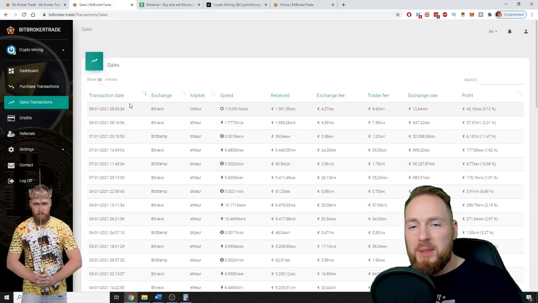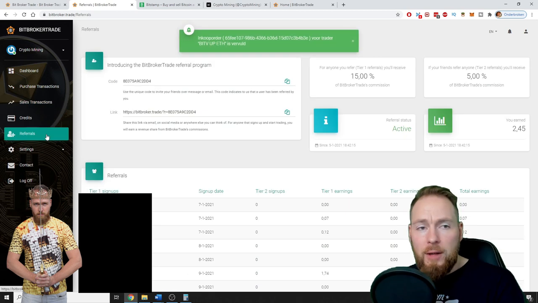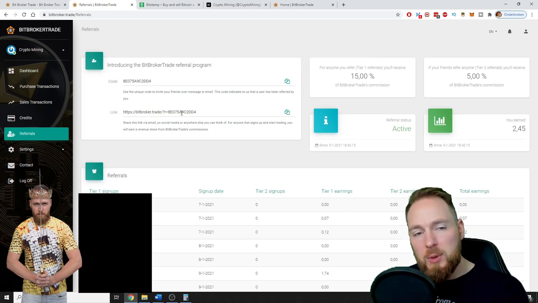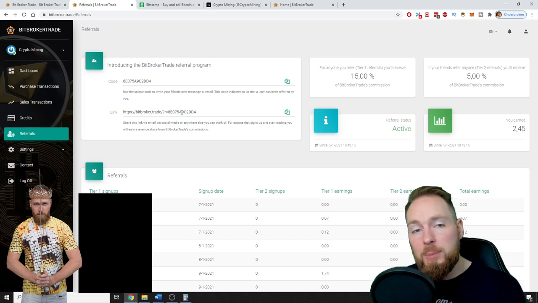You have the possibility to share this with your friends. Under referrals, you will find your link. When you share this with people and they register so they can make money on their cryptocurrencies, on their euros, on their fiat money, you will receive a part of the trading fee, of the trade commission. So the total Bitbrokertrade commission is 20%.